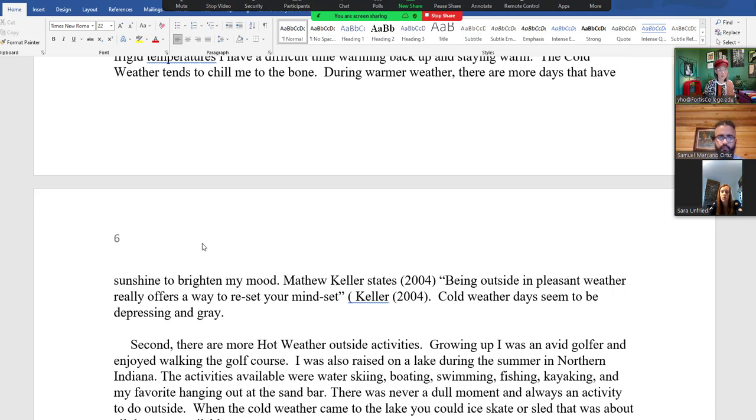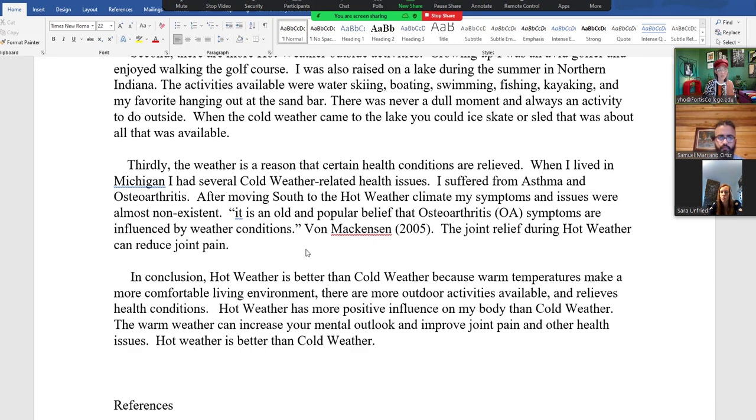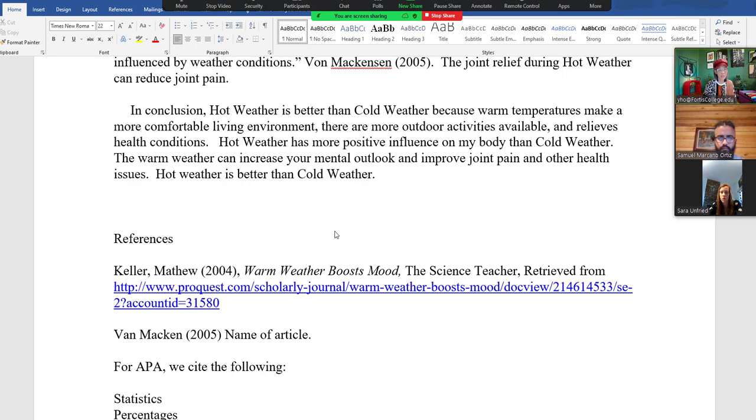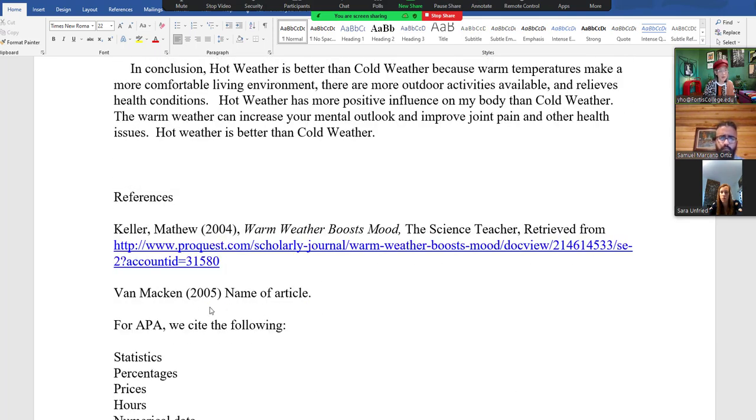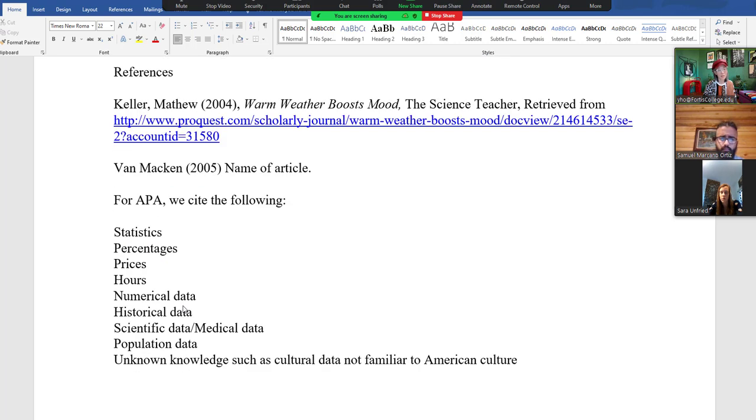So here, let's see, that's about it. I think this person also had it correct. She has her in-text citation, which is Mackinson, and here she did not put in Mackinson.